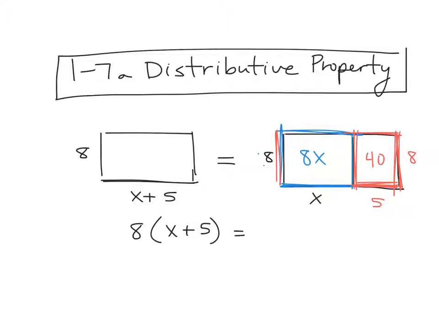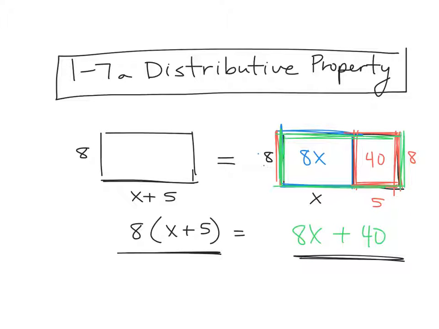So what happens is, if I want the area of the whole box, so the green, if I want the area of the green box, it would be 8x plus the 40 box. Okay? So what happened was, I was doing this, and I got this. What happens is you're distributing. You're taking that 8 and you're multiplying it by the x, and then you're taking that 8 and you're multiplying it by the 5. So 8 times x plus 5 becomes 8x plus 40. Okay, that is the distributive property.